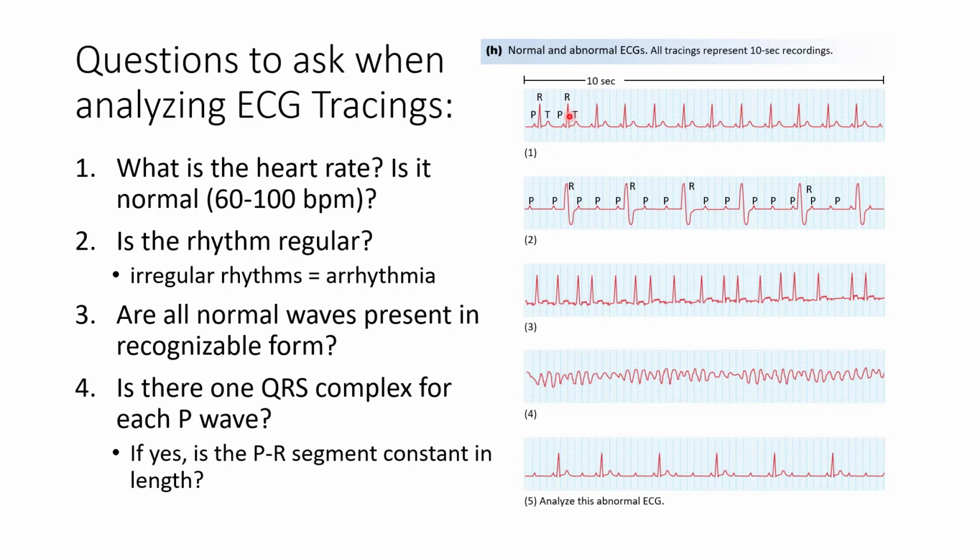Okay. Then let's say we have something like this. Now we can start asking our questions of what's wrong? What is irregular? So what are we seeing here? Well, we see P waves without a QRS complex or a T wave.